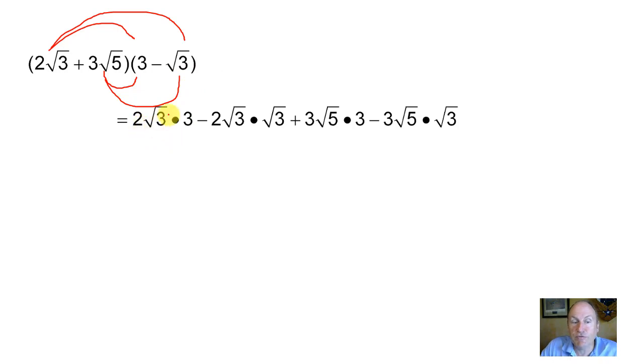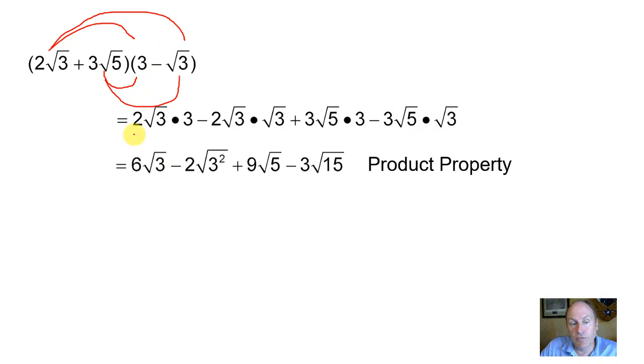So when I do that, I get 2 square roots of 3 times 3, minus 2 square roots of 3 times the square root of 3, plus 3 square roots of 5 times 3, minus 3 square roots of 5 times the square root of 3. So this can be simplified down to 6 square roots of 3. This here, the square root of 3 times itself is 3, so we get 2 times the square root of 3 squared. Then we have 9 square roots of 5 minus, using the product property in reverse, 3 times the square root of 15, because the square root of 5 times the square root of 3 is the square root of 15. Okay, so we're moving through this process of simplification.